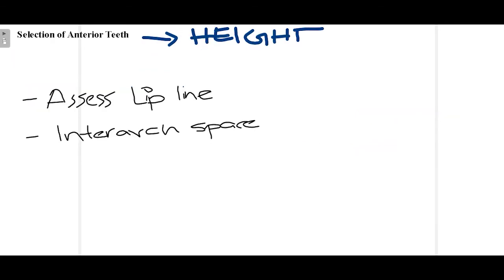Next, talking about selection of anterior teeth height. First is to assess the lip line. By lip line we mean that when the patient is asked to smile, the occlusal rim is exposed. When the occlusal rim is exposed, the incisogingival height of the teeth should be greater than this occlusal rim, so that the patient doesn't have a gummy smile and the teeth are visible. Similarly, gingival recession can also be created here if a patient is aged, so that a natural appearance of the dentition occurs.